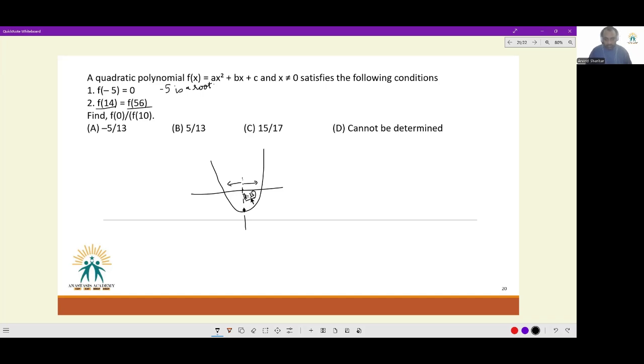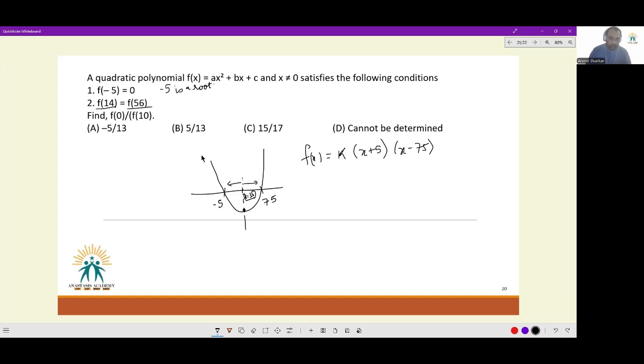Also, this x equal to 35 is precisely between the two roots. This is the average of two roots. One of the roots is minus 5, so the other root has to be 75, so that their average turns out to be 35. So fx will be equal to k times (x plus 5) and (x minus 75).